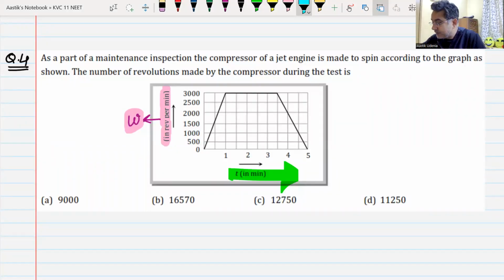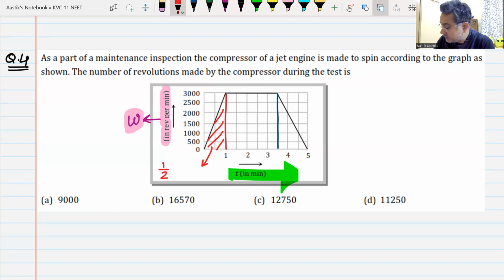So let me help you in finding out the area. How are you supposed to find it out? You can break it into triangles and rectangles. This is one triangle that I have created. What is the area of this triangle? Can you tell me? No one knows it. Okay. Half base into height. Base is 1. Height is 3000. 1500. That is this red area.